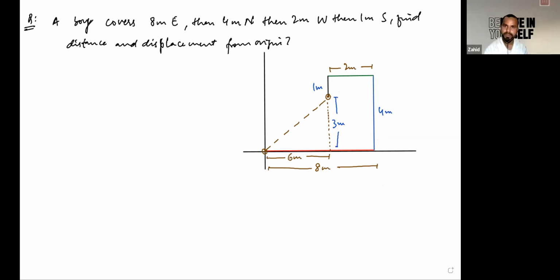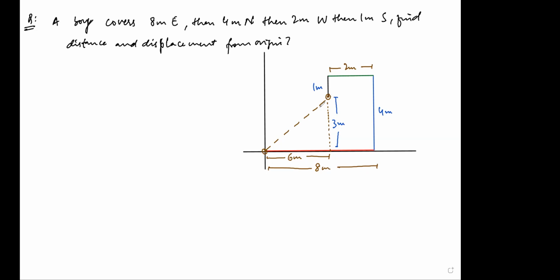Now we have a triangle having base as 6 meters and perpendicular as 3 meters. So you will get this shortest path, which is nothing but the hypotenuse of this triangle. Just use Pythagoras theorem, and you get the displacement. Is it clear? Yes, sir. Try to solve.